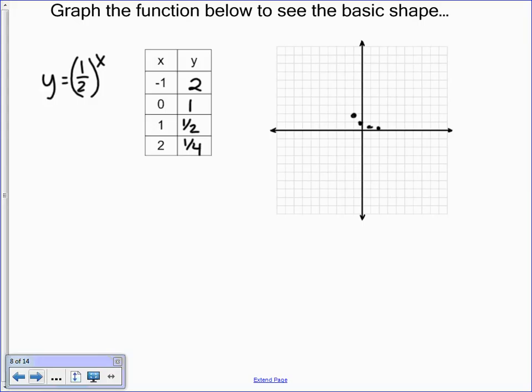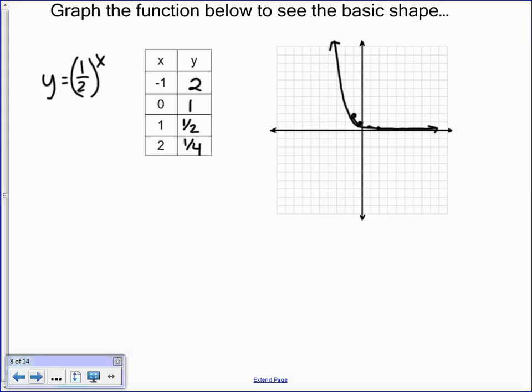If I connect my y-intercept to this point, -1, 2, I'm probably just going to keep going up, right? That's really the only natural thing for my pencil to do, to keep a nice smooth curve. And then if I take my y-intercept forward to the positive x values that I plotted, those are the ones that are getting really, really close to the x-axis.